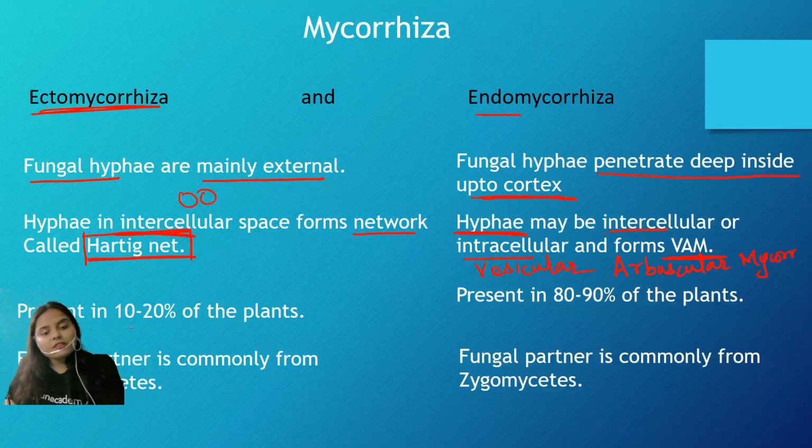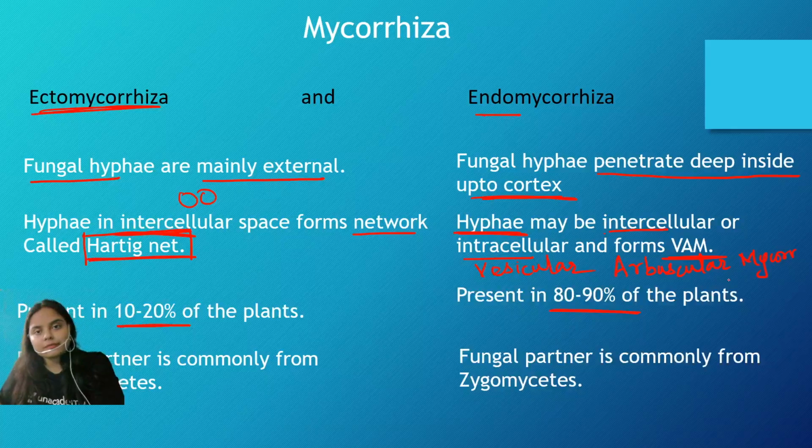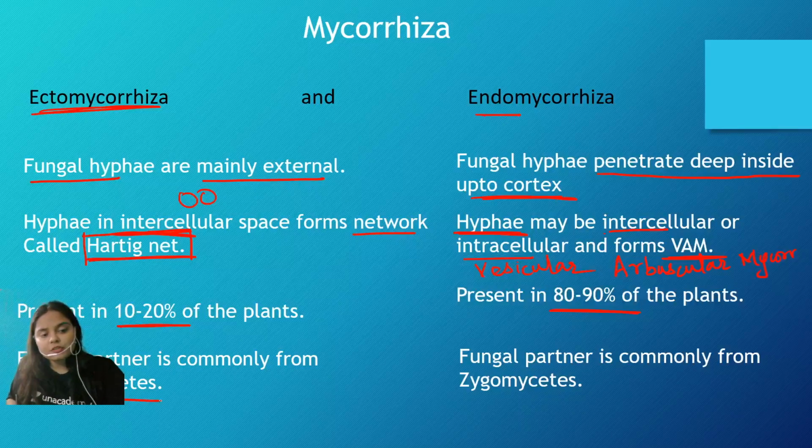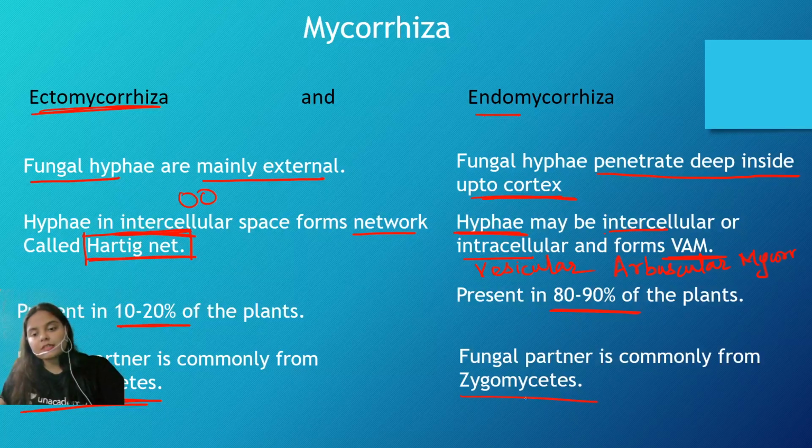Okay guys, now ectomycorrhiza is found in approximately 10 to 20% of plants only, whereas the endomycorrhizal association is observed in approximately 80 to 90% of plants. That means the majority of plants contain endomycorrhizal association. Talking about the fungal part, the fungal partner in ectomycorrhiza is majorly from the Basidiomycetes category, whereas in endomycorrhiza the fungus comes from the Zygomycetes class. So this is an important point.